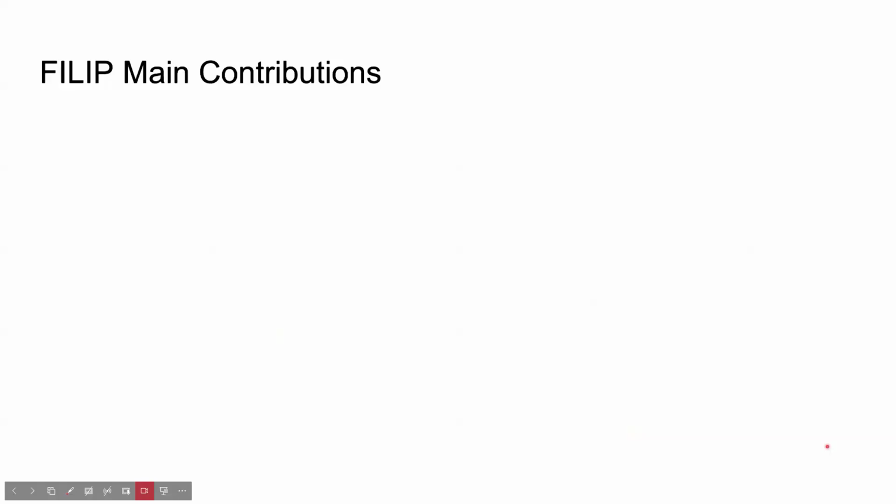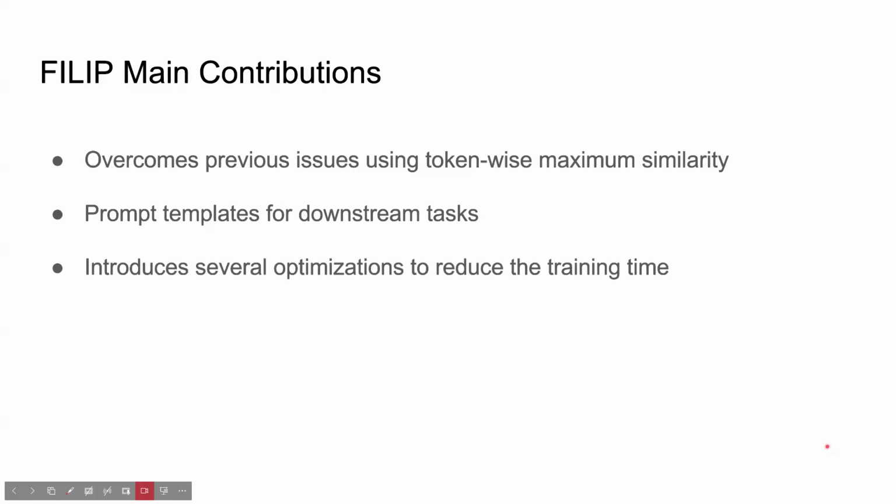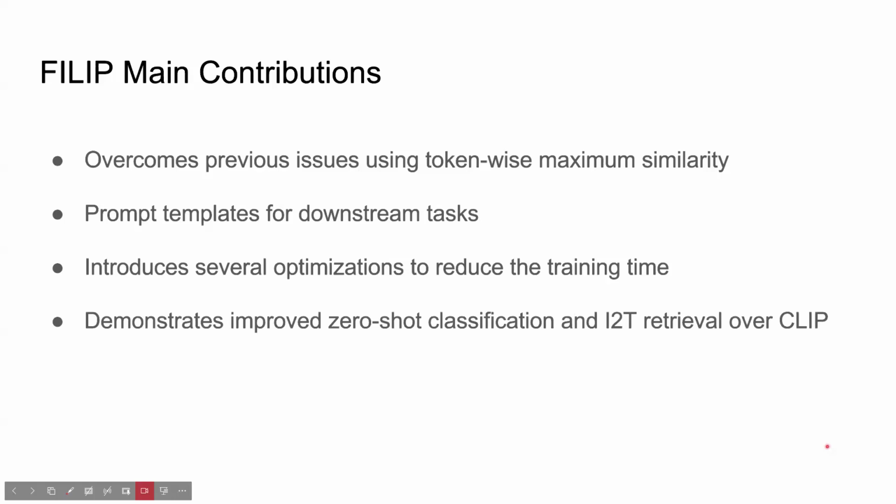So what are FILIP's main contributions? First of all, it overcomes the previous issues by using token-wise similarity between the image patches and words in text. It also uses prompt templates for downstream tasks, which are able to provide more robust classification. It also introduces several optimizations to reduce the training time. And finally, it demonstrates improved zero-shot classification and image-to-text retrieval over CLIP.